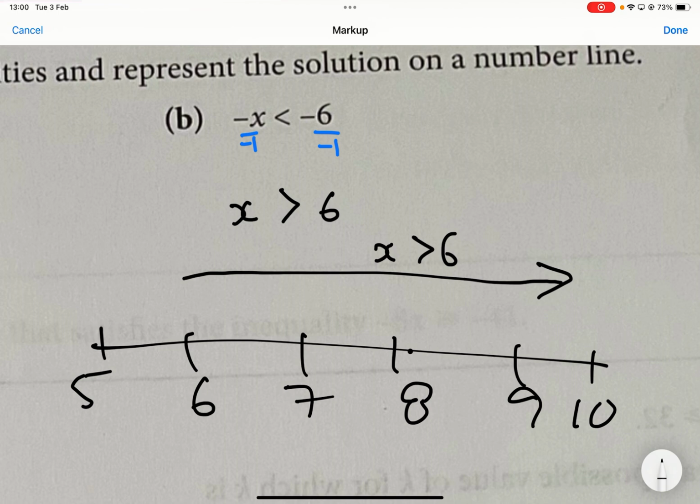Then the start must be hollow because x is larger than 6. X itself cannot be 6, so it must be hollow. It can be 6.1. It can be 6.00001. Very close to 6, but never 6. That's why it's hollow.